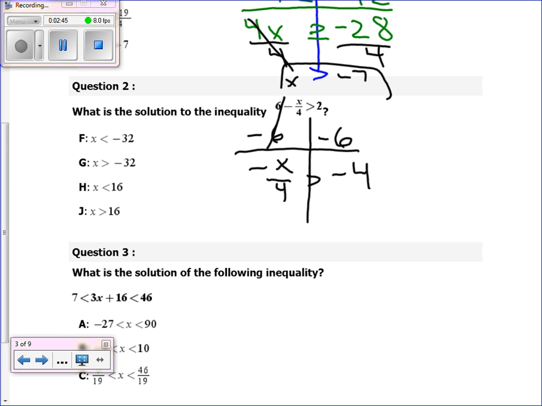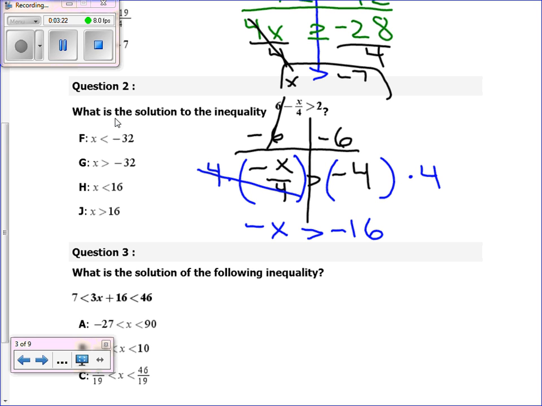So when you subtract 6 on both sides, you're now left with negative x over 4 is greater than negative 4. Now we have to deal with this fraction. Just remember that the LCD is the great fraction buster. So therefore, just to get rid of the fraction, just multiply every single term by your LCD, which in this case is 4. So now our 4's cancel. You're left with negative x is greater than negative 16.